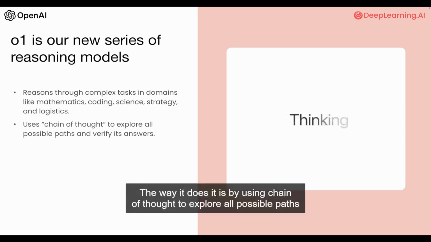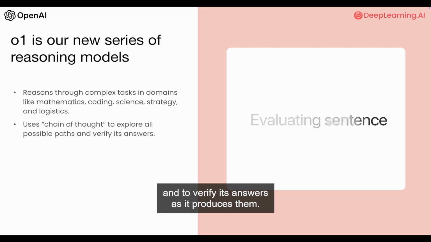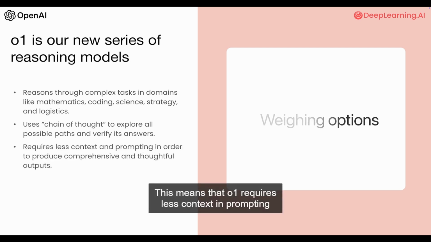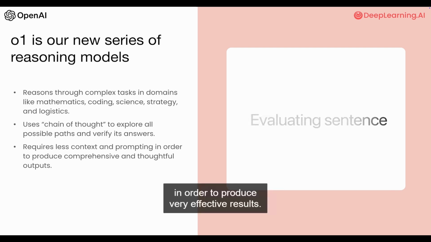The way it does it is by using chain of thought to explore all possible paths and to verify its answers as it produces them. This means that O1 requires less context and prompting in order to produce very effective results.